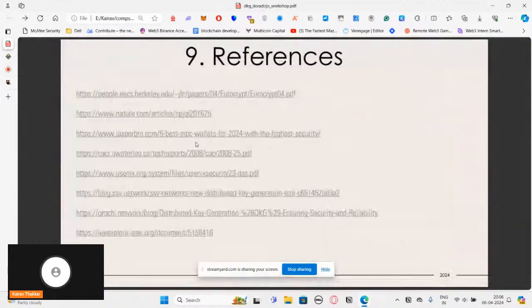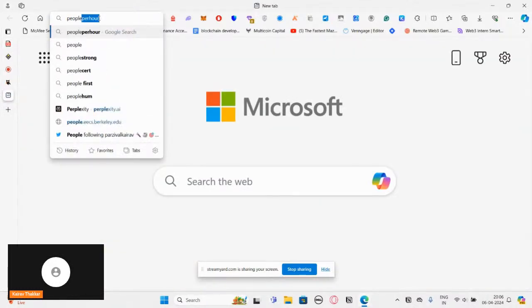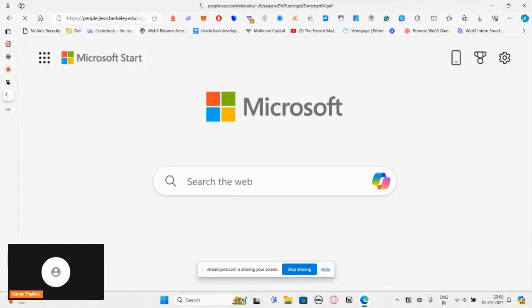Now, talking about the last Berkeley paper, I would just go ahead and share that. You can copy it on the screen. It's there, but I would try and open that again.